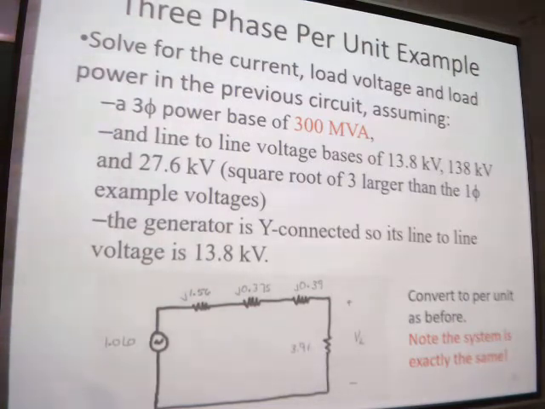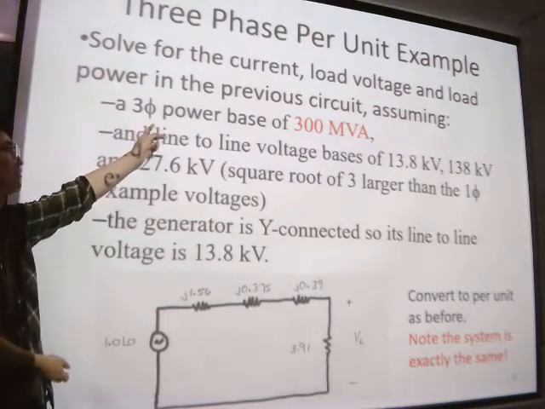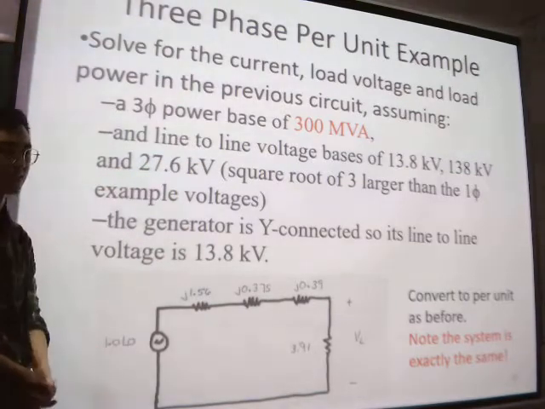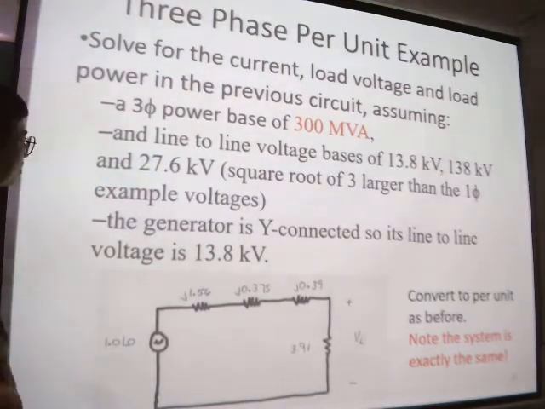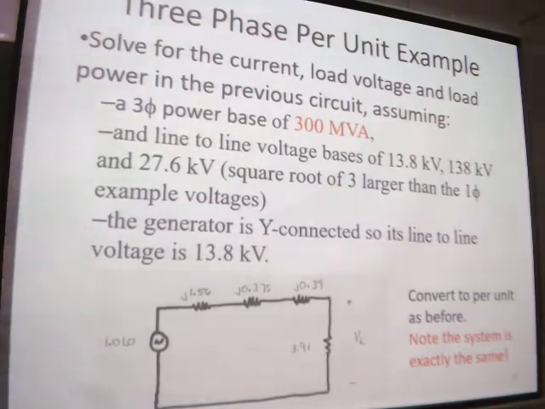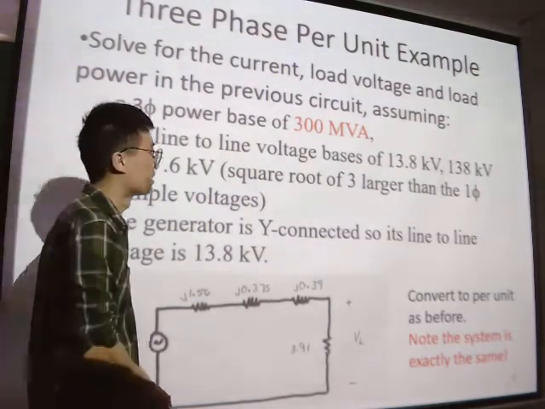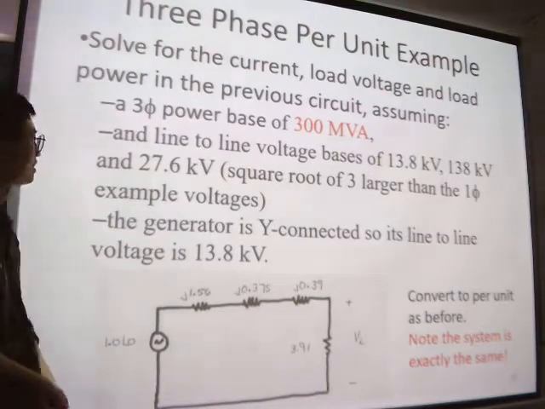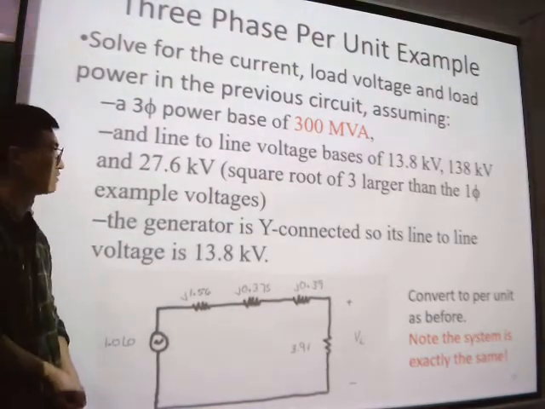Okay, so I will give you a 3-phase per unit example. We'll still calculate the parameters in the 3-phase transformers. We'll assume that the 3-phase power base is 300 megawatt, so it's actually 3 times 100. And for the line-to-line voltage bases, they are 30.8 kilovolt, 38 kilovolt and 227.6 kilovolt.